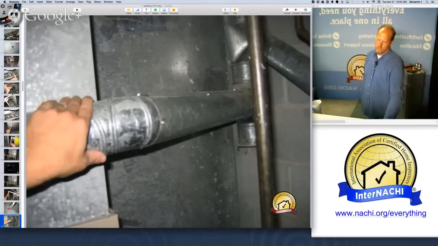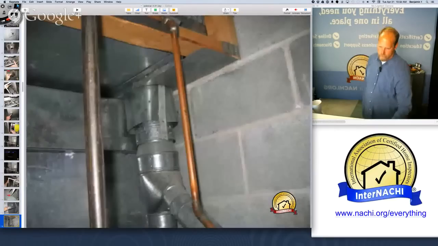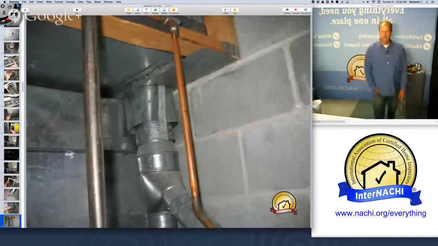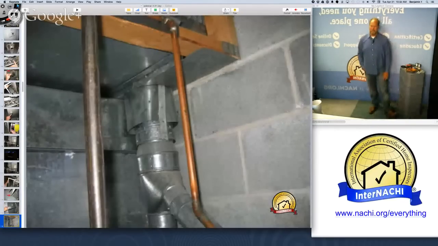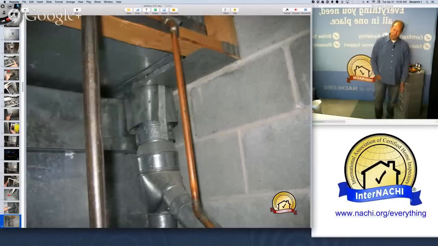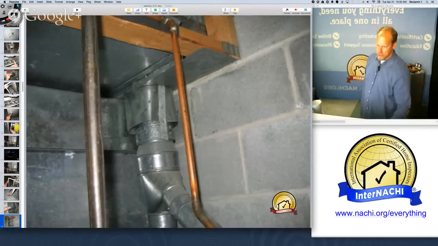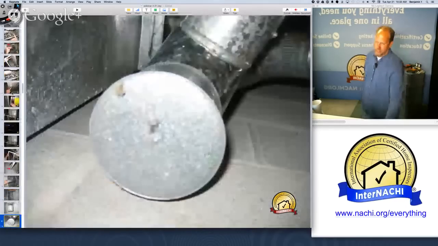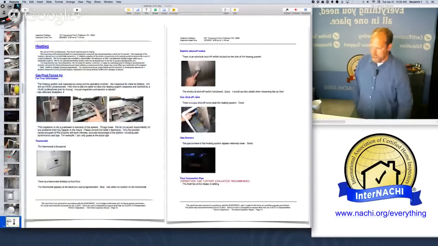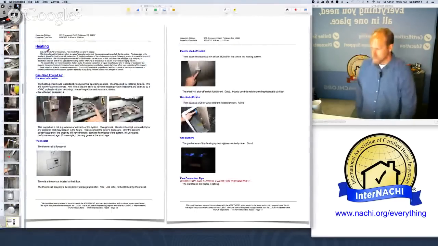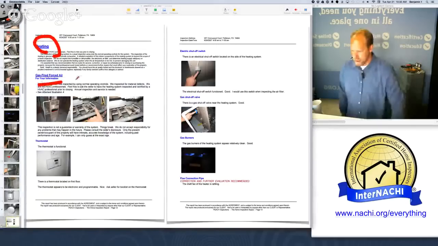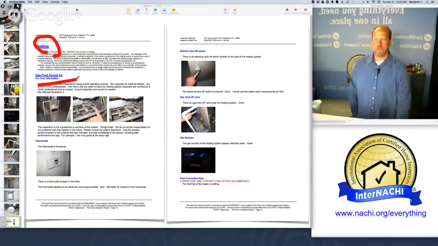There's the flue pipe going to the chimney. It looks like the main flue stack is going through ductwork, which would be a huge violation, but it's not. They're separated. And there's a clean out if you wanted to open it up. The heating system report. There's the heating system, general information. Usually that's what I do.